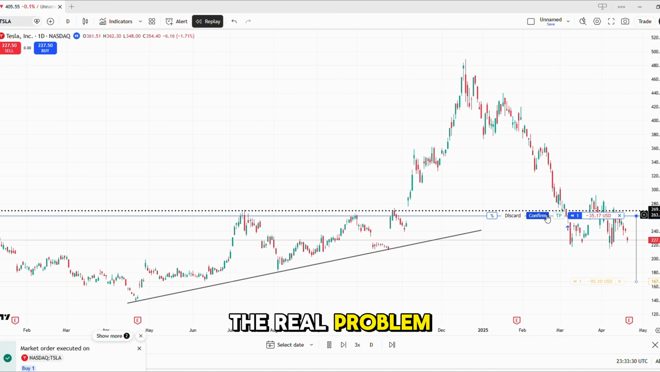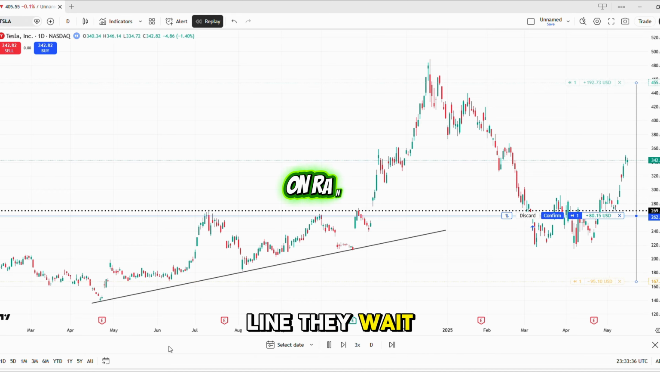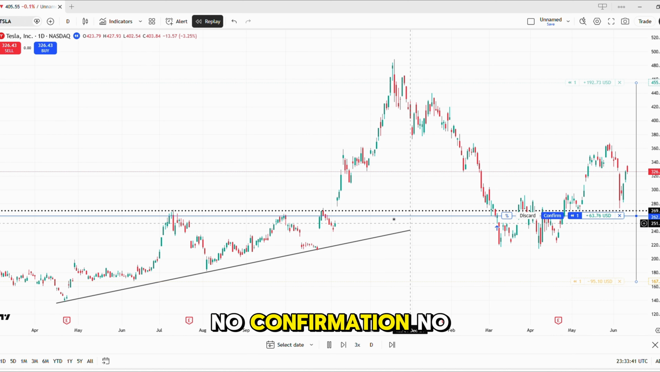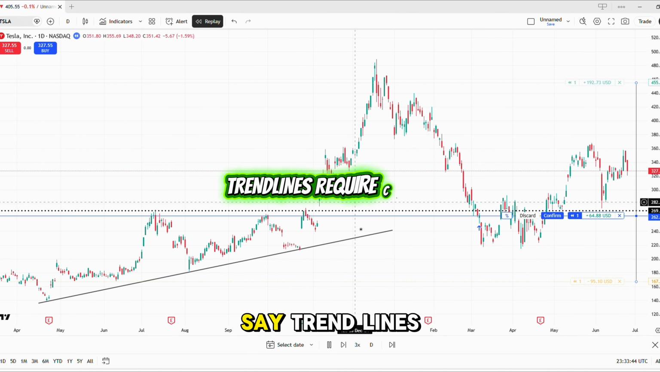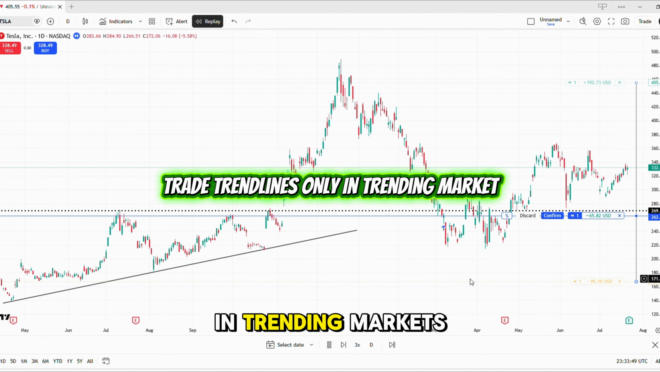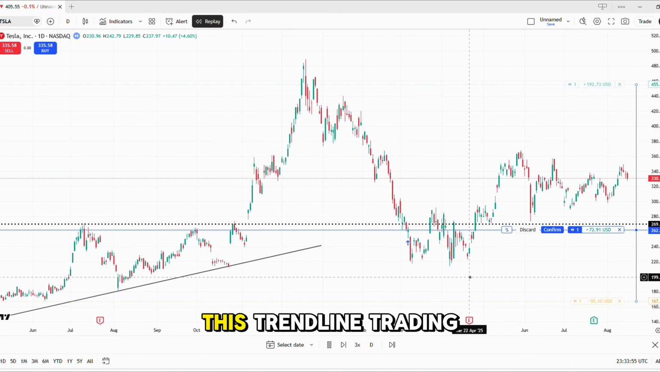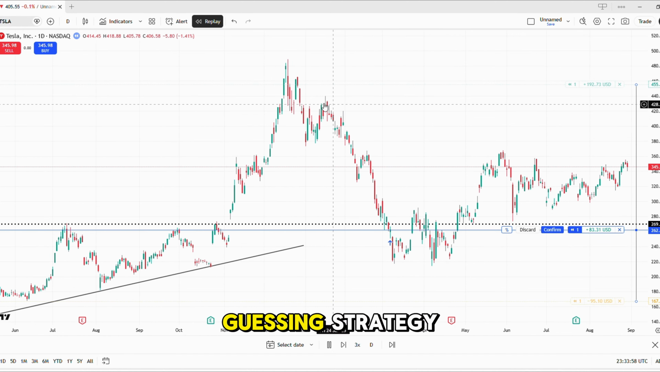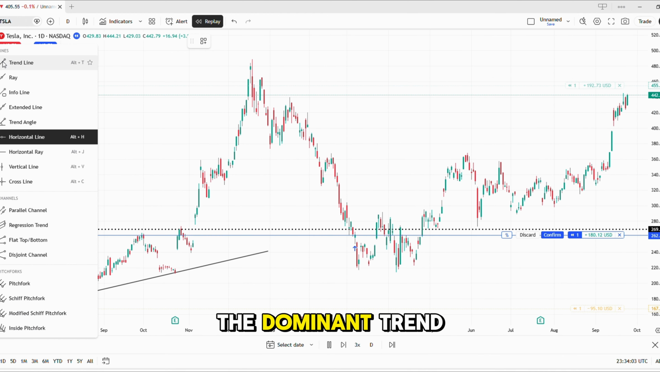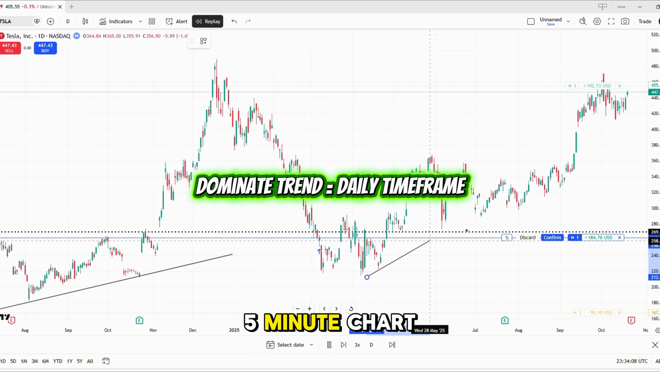The real problem. Here's what struggling traders do. They open a 5-minute chart, they draw a line, they wait for price to touch it, and they enter. No higher time frame bias, no confirmation, no structure. And then they say, trend lines don't work. The truth? Trend lines only work in trending markets, and only when aligned with higher time frame direction. Let me simplify this. Trend line trading is not a guessing strategy. It is a continuation strategy. You trade with the dominant trend, not against it, and the dominant trend is never determined on a 5-minute chart.